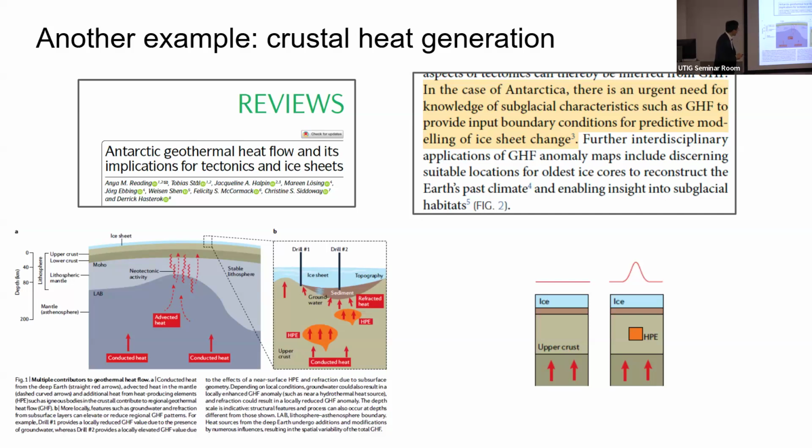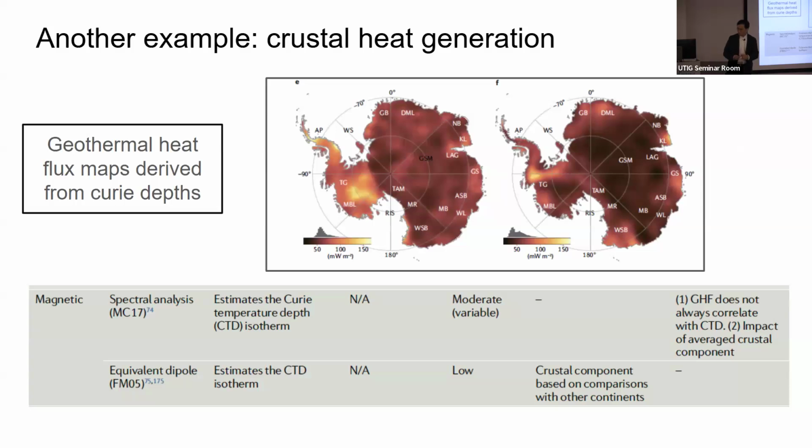Here is one example. We know geothermal heat flux is not well constrained in Antarctica, but how badly is it constrained? On the figure here are two maps from a very similar technique. They are both derived from Curie depths. Look at how big the change is in West Antarctica. This is one place where you have high geothermal heat flux, more than 150 milliwatts per meter squared. In the other map it is the opposite, less than 100, less than 80, from a very similar technique, right? They are both magnetic, both Curie depths.